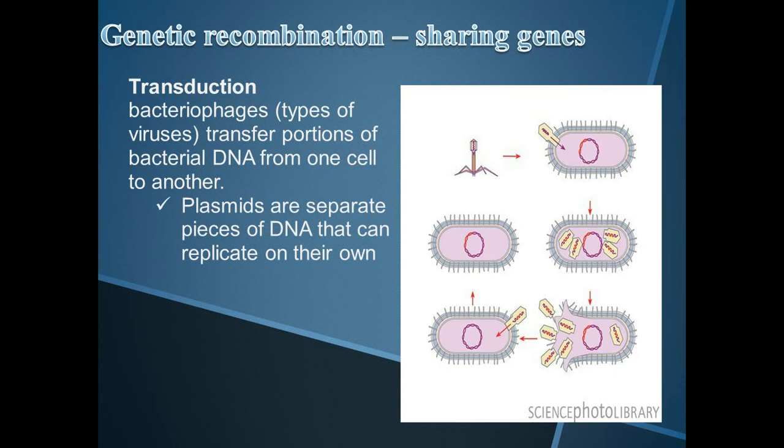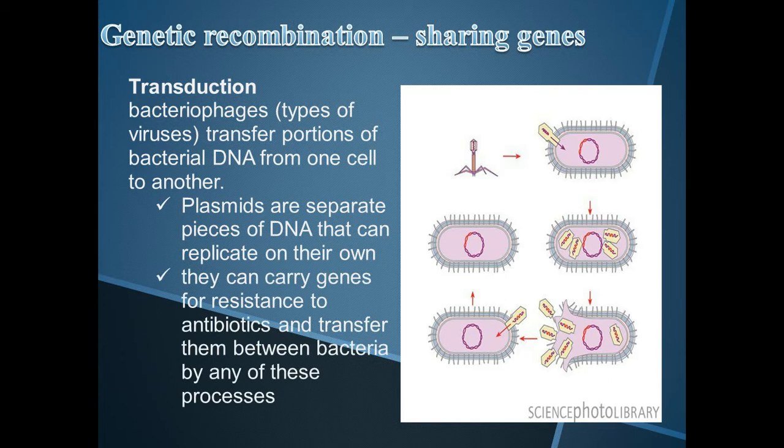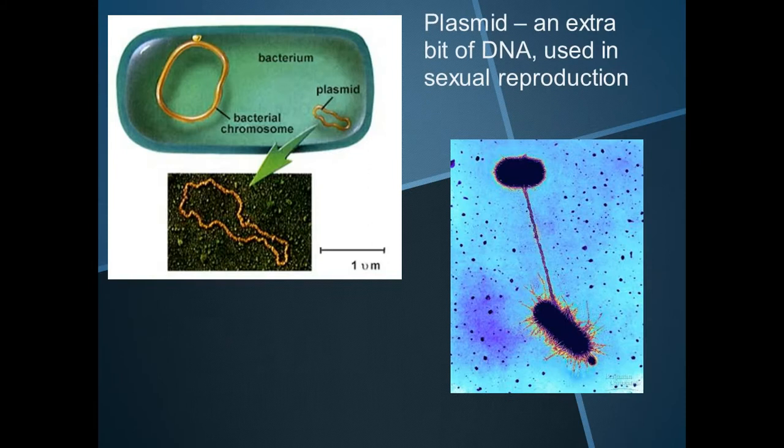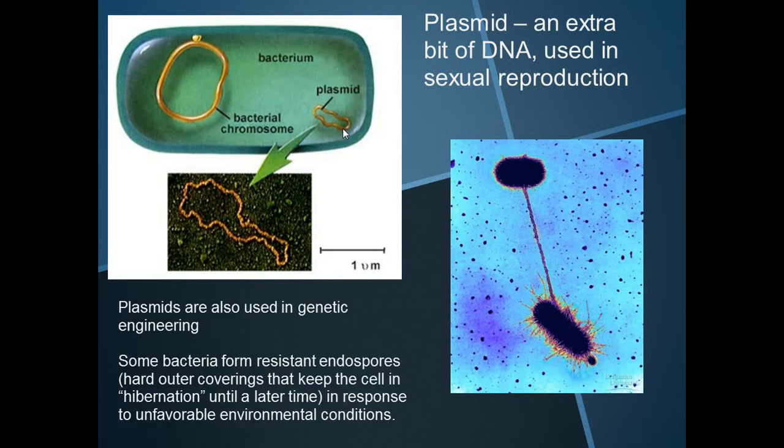Plasmids are used in transduction. These are separate pieces of DNA that can replicate on their own, and they can carry genes for resistance to antibiotics and transfer them between bacteria by any of these processes. So transduction is, in the medical world, not a good thing because this allows bacteria to become resistant to the antibiotics that we try to use to fight them. Again, a plasmid is an extra little bit of DNA, like you see here, and it's used in sexual reproduction of bacteria. They can also be used in genetic engineering.